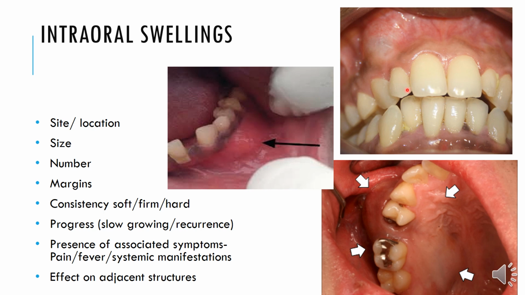Let's come to this picture here, where you're seeing a swelling in the attached gingiva, again probably extending to the vestibule. What you need to look out for is, is there any tooth missing? Is it probably an impacted tooth, or is it a cyst arising from that part of the jaw, right?